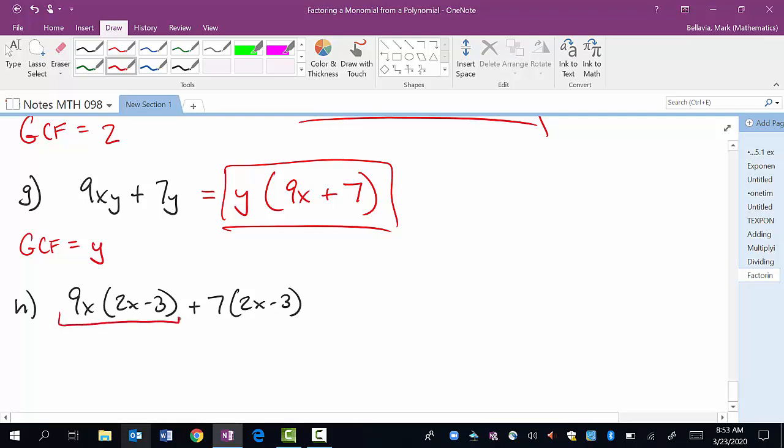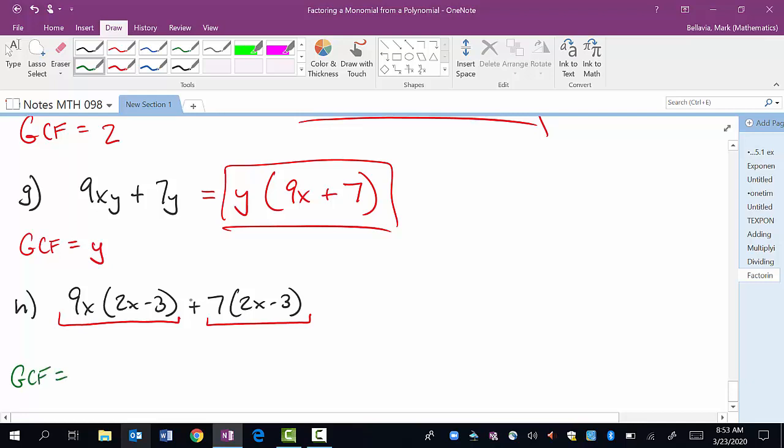This is actually two terms. Remember, the terms are separated by addition or subtraction. This is all multiplication here. So that's one term. This is all its own term. So you have two terms here. And what we really want to say is, okay, what do those two terms have in common? What factors do they have in common?